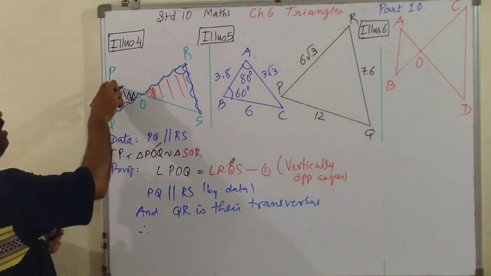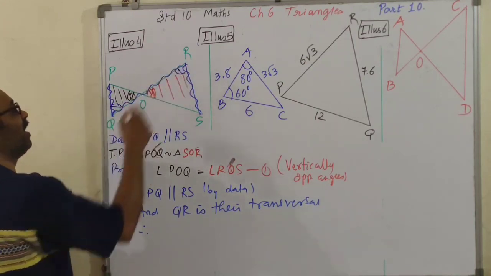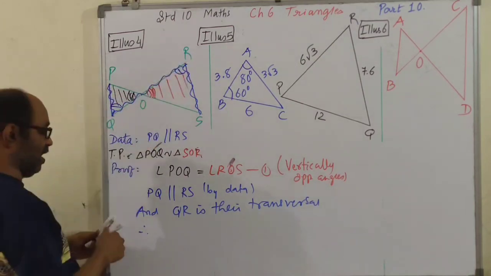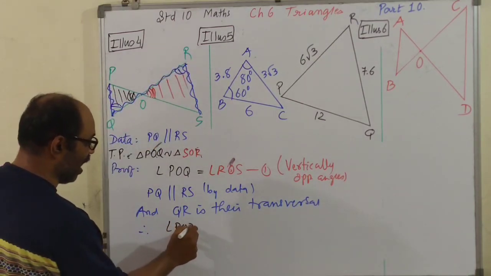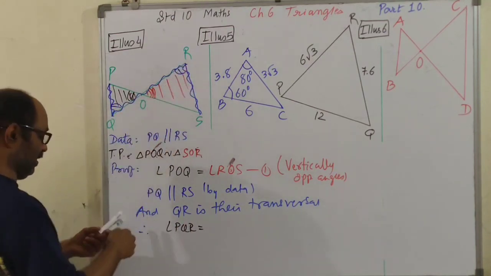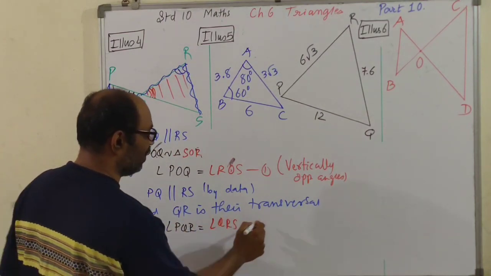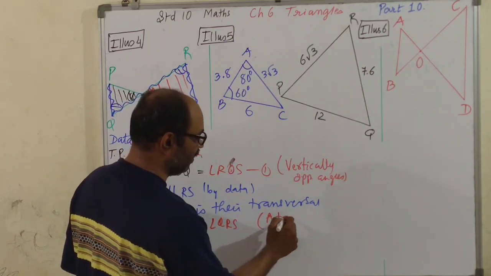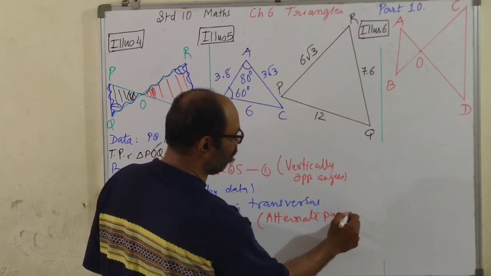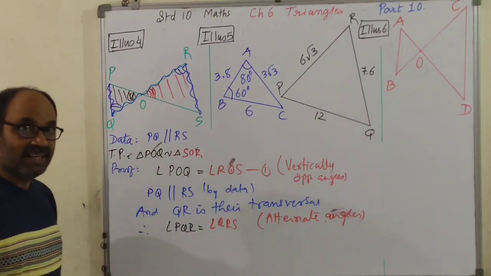Therefore, angle PQR is equal to angle QRS. Reason, alternate pair of angles. Alternate, you may write alternate angles. Is that clear? That is the reason.